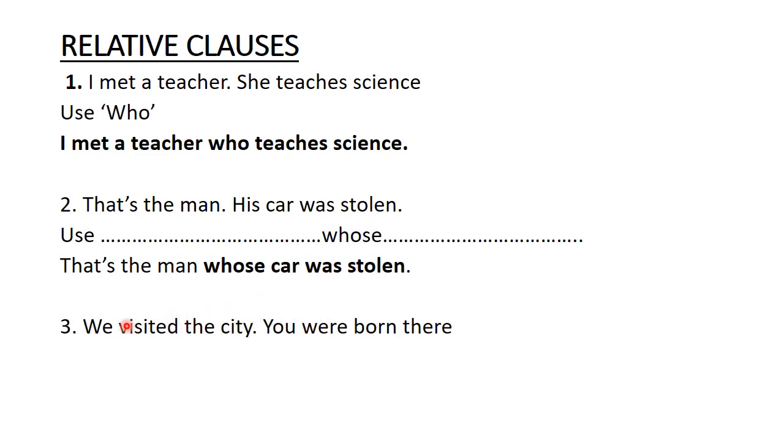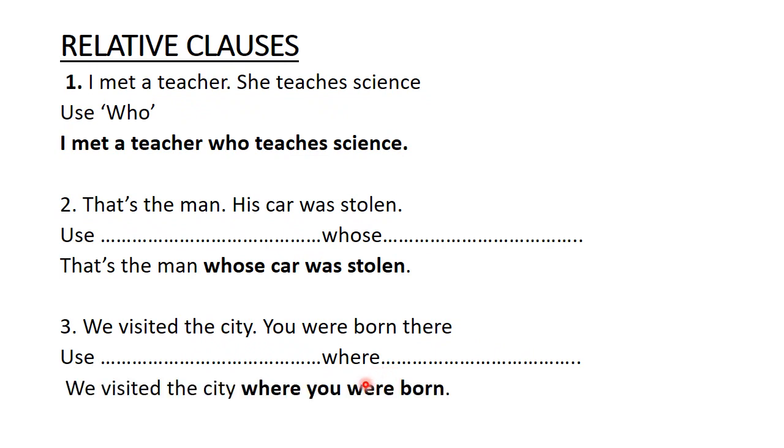Number 3, we visited the city. You were born there. So use where. So where is for places. We want to give more information about this city. So this side we're going to write about the city, then here we're going to write more information about that city. So it will be, we visited the city where you were born.